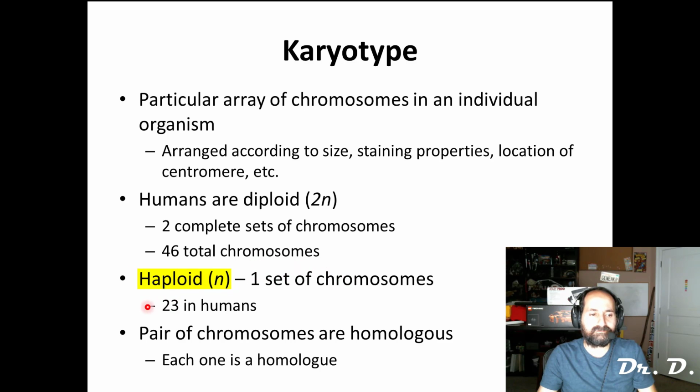So, for example, your sperm cells only have 23 chromosomes. Your sperm cells are called haploid. Your egg cells only have 23 chromosomes, and your egg cells are called haploid. But when the sperm meets the egg, now it's called diploid. From that point on, it's diploid. Your organism is diploid.